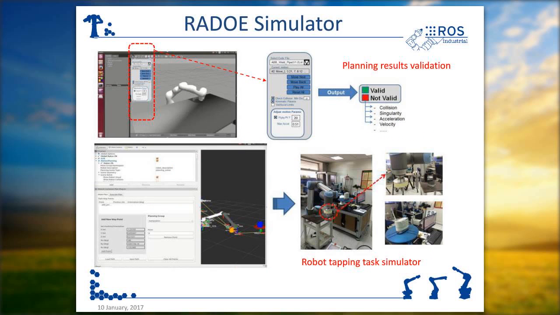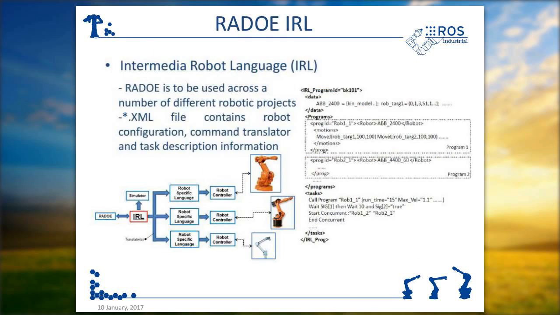So here it shows that we have a plugin which is embedded in the Gazebo. With this plugin, you can import the task you have built, and then it can output whether this trajectory is valid or not valid. So it can do some validation for your simulation. And the figure below shows a simulator for the automated robot taping task, as you can see.